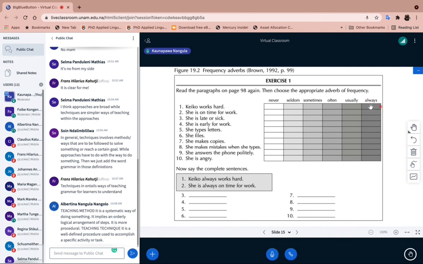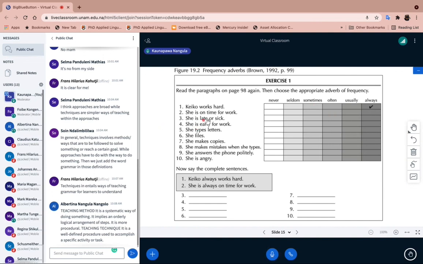And then they will tick always. She is on time for work. And then from that paragraph, it will indicate how often she comes, when she comes to work, all right? And then they will indicate sometimes or often or maybe always comes on time.